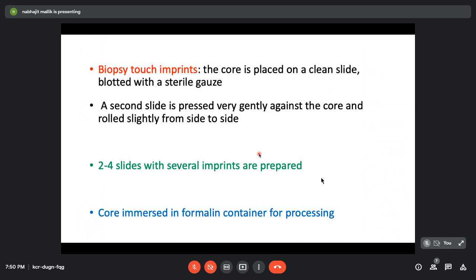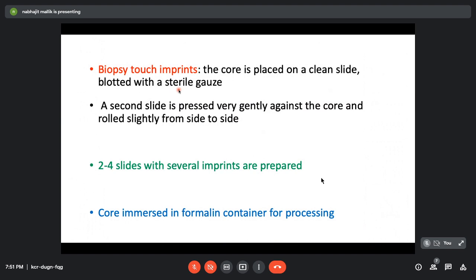Right, so after this is done, the biopsy touch imprints are prepared. The core is placed on a clean slide and it is blotted with a sterile gauze. Now this blotting is very necessary because we want to remove the extra blood that is there on the bone marrow biopsy, because otherwise all that will get on the touch imprints will be blood. So we don't want that. We want to remove the extra blood.